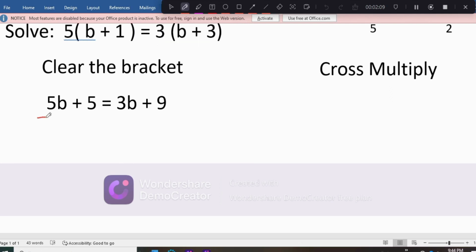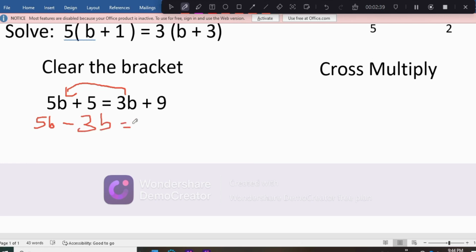We have 5b here, and we can take this 3b to meet 5b. This 3 is actually a plus 3b. So going to the other side of the equation, it changes its sign to minus. So it becomes minus 3b.